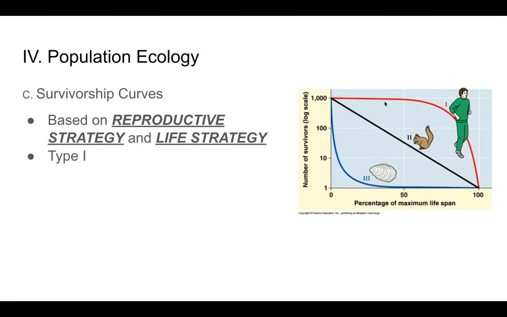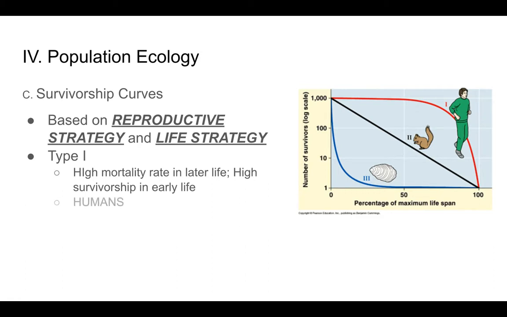Let's look at a type 1 curve because type 1 curves are humans. And so that might make a little more sense to us. So the graph here, number of survivors within the population, and at what age you are surviving. So look at the type 1 curves. When you are young, most of us are surviving. As you get older, we start to die. So in a type 1 curve, we have a higher rate of mortality, that's death, in later life, and a high survivorship in early life.